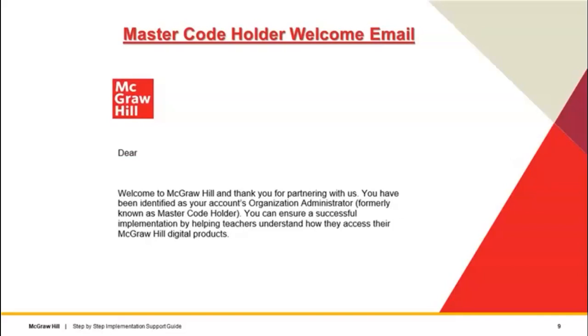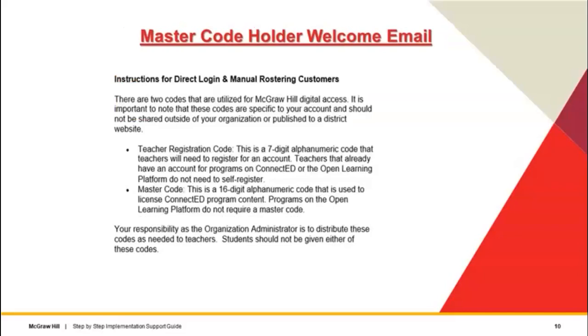So this is the beginning. And then basically you're going to see that your school has a specified 7-digit numeric code, which identifies the school that you are registered to. And then each course will have a 16-digit code, which you will use to add courses on Connect Ed. For Open Learning Platform, you don't need that. And we're going to see exactly all of this on the live demo.